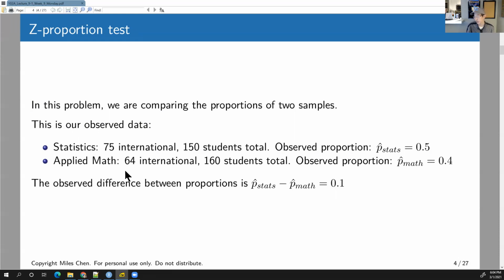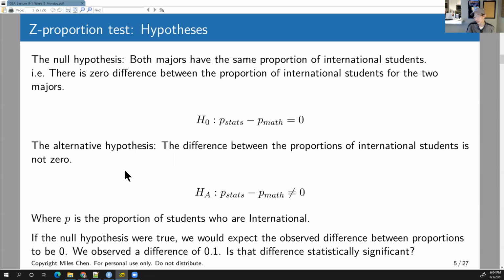And so the difference between proportions that we observed is p hat stats minus p hat math, or 0.5 minus 0.4. We get a difference of 0.1. Again, this is just made up data. I purposely picked these numbers so that they're easy to work with. So we observe a 10 percentage point difference between the proportion of stats students, 0.5, and the proportion of math students, 0.4. And so what we're going to do is a two proportion z-test.